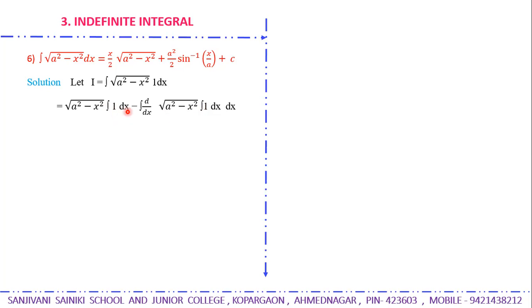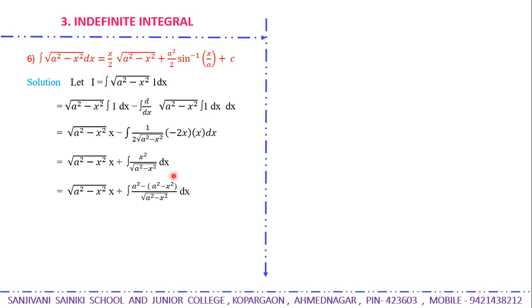Now integration of 1 is x, and derivative of root a square minus x square is 1 upon 2 root a square minus x square into derivative of a square minus x square, that is minus 2x. Here we are actually using the chain rule: root f of x, its derivative is given by 1 upon 2 root f of x into f dash of x. So 2 will get cancelled and you get x into root a square minus x square plus integration of x square upon root a square minus x square dx.